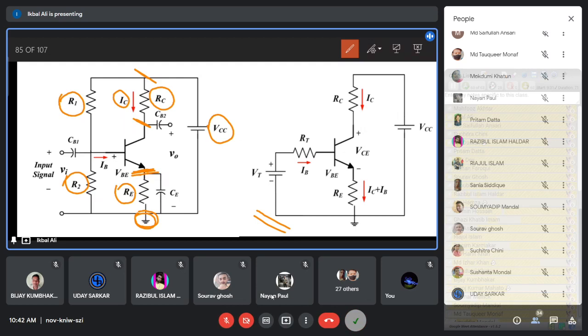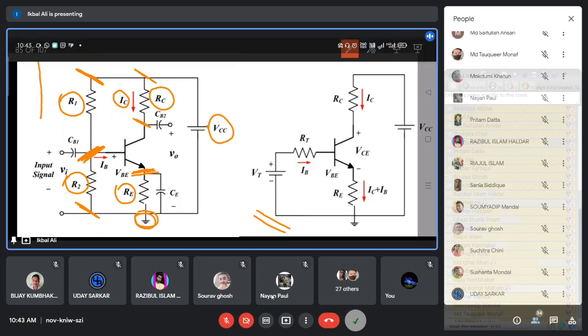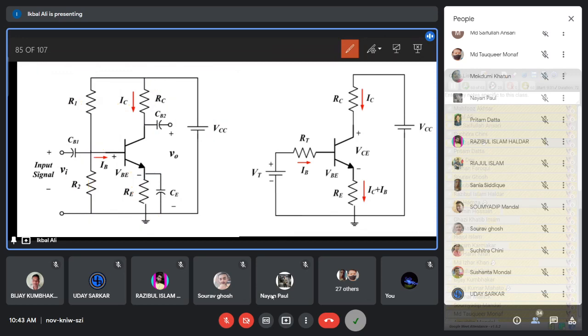The R1 resistance is connected between the VCC and the base terminal point, and R2 resistance is connected between the base terminal point and the ground point. So these two resistances divide the VCC; the total VCC voltage is divided among R1 and R2. That is why it is also known as a voltage divider bias. The biasing circuit is also known as the voltage divider bias, another name of this circuit.